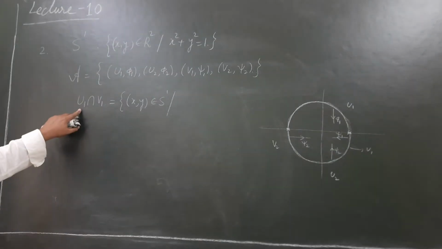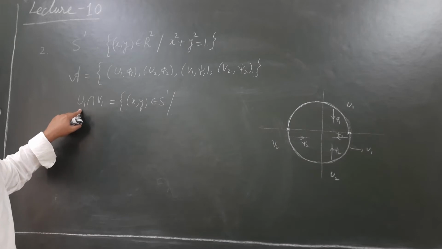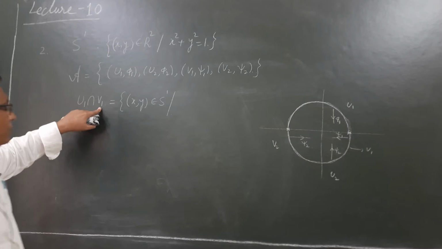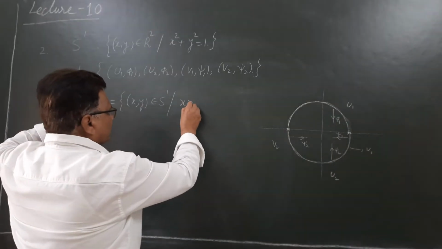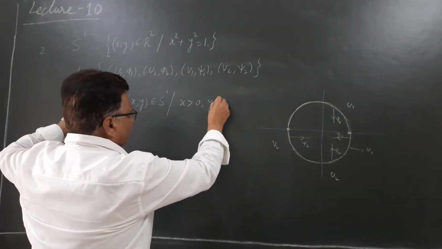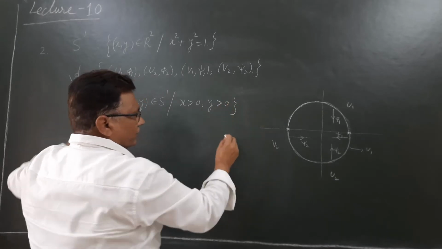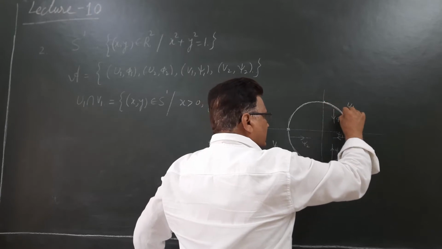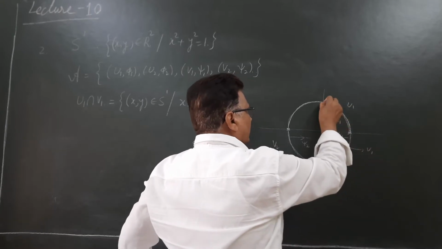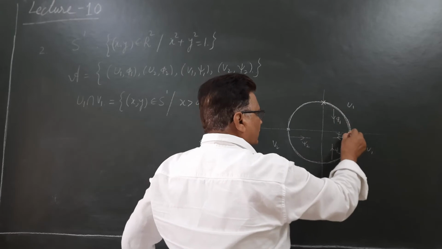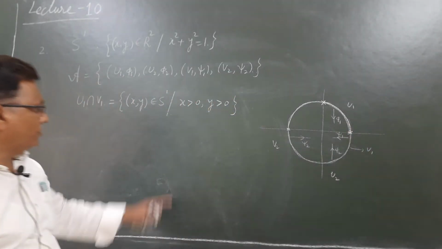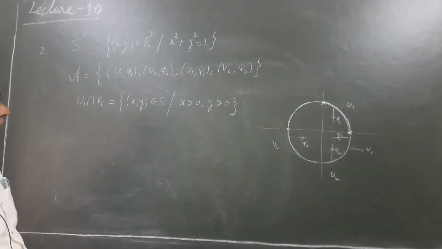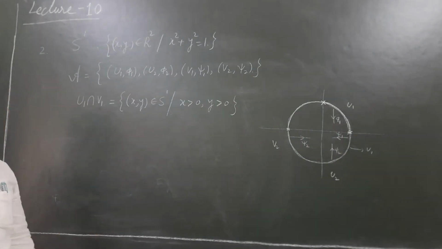For U1, y is strictly positive. For V1, x is positive. So here x should be strictly positive as well as y should be strictly positive. So the intersection part, as you can see from the figure, is this part of the semicircle, and these points have been excluded because x and y are strictly positive. So this is my U1 intersection V1.